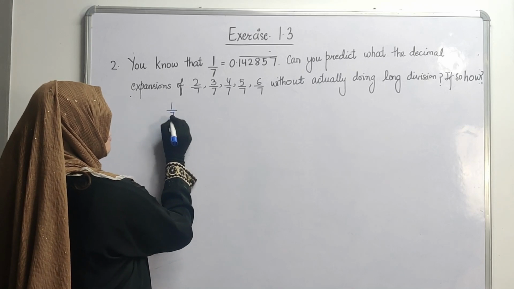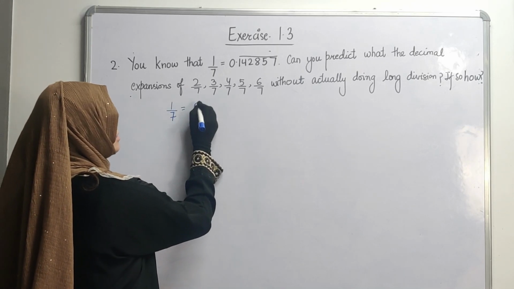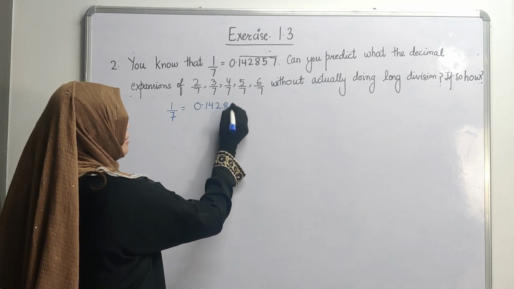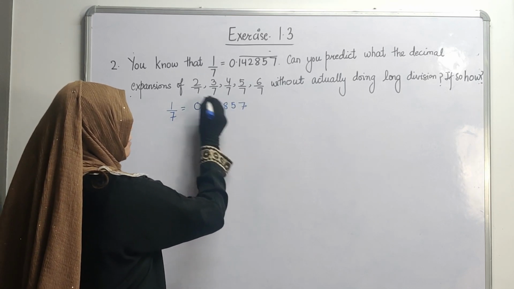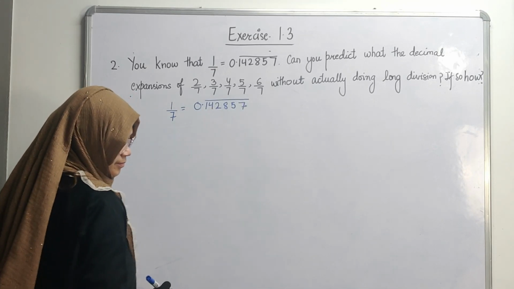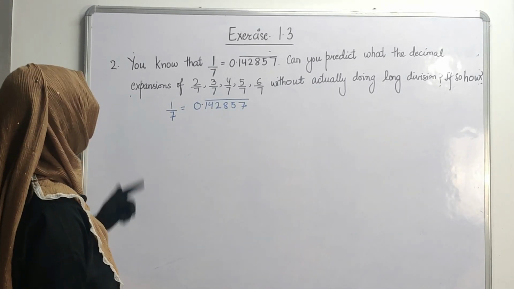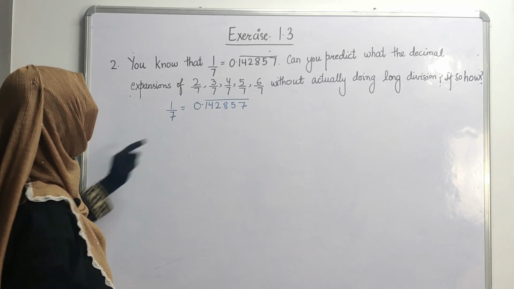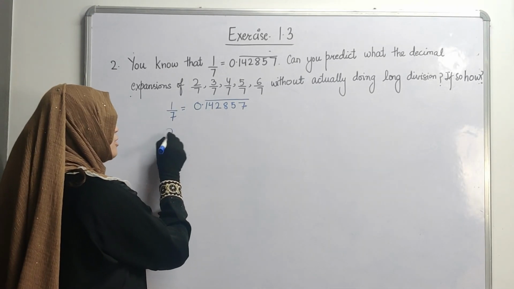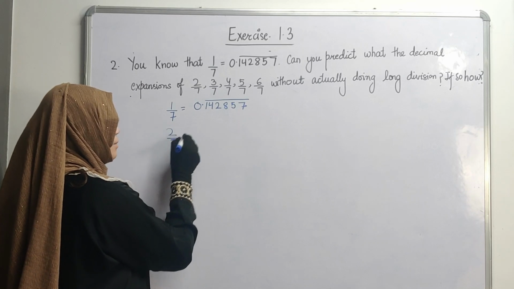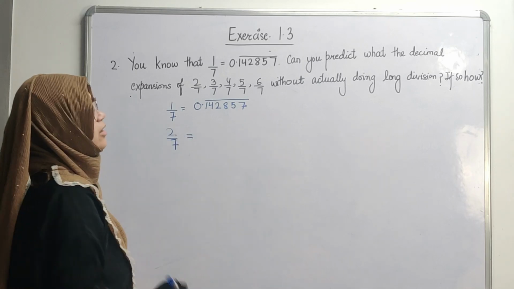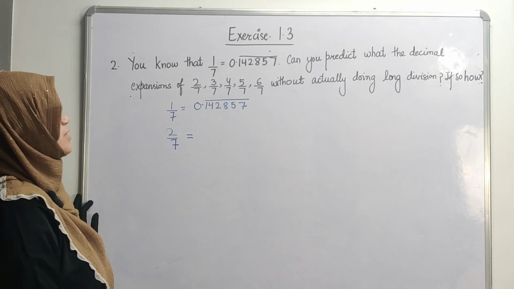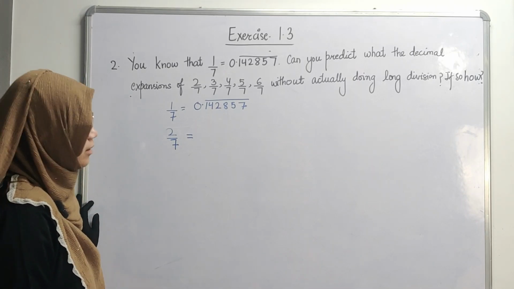1 upon 7 is given as 0.142857 bar. Now what do we have to find? We have to find the decimal expansion of 2 upon 7, without actually doing long division.